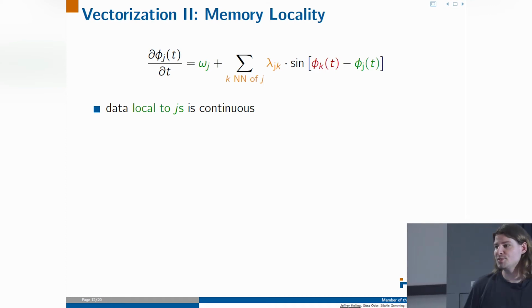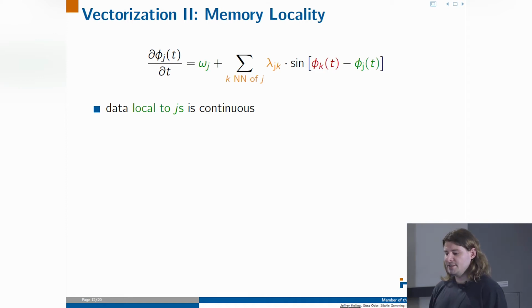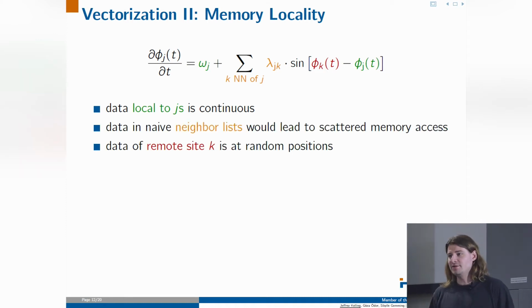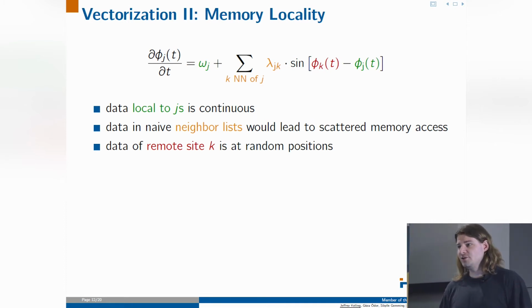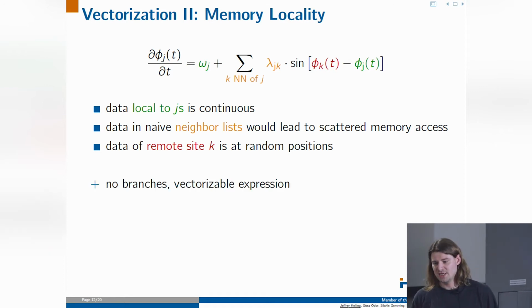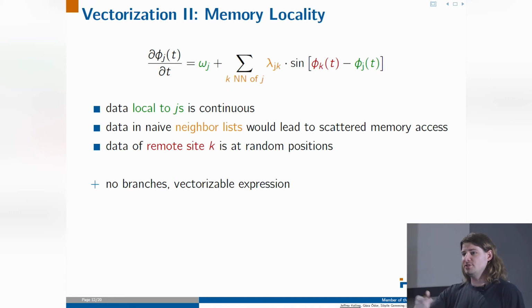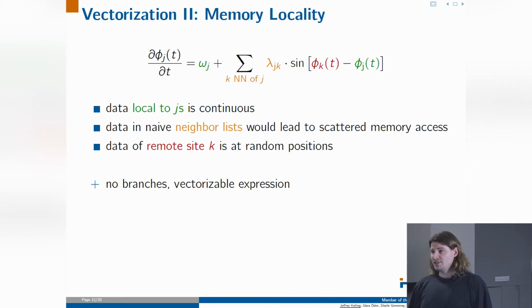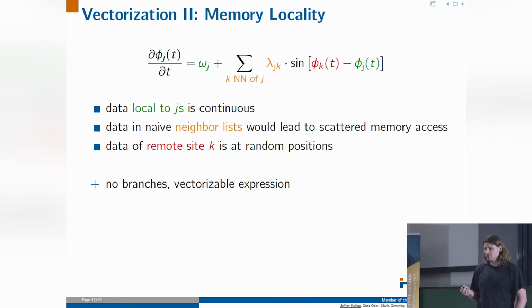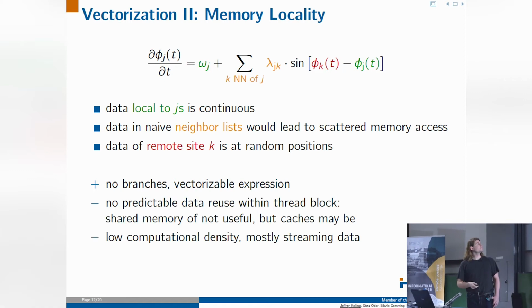And then we have this remote thing, the phase of the other oscillator, and this one is completely random, basically, because we have a random graph, or a hierarchical graph with modules. In this case, it is not completely random. They are a bit grouped, but a priori they are random. We can't tell where it is. But first, the good news: this thing obviously doesn't contain any branches, except for the fact that the sum has a different number of elements, or the loop has a different length, for each of our oscillators. But apart from this, there are no branches, so there's no divergence. We can vectorize this expression.